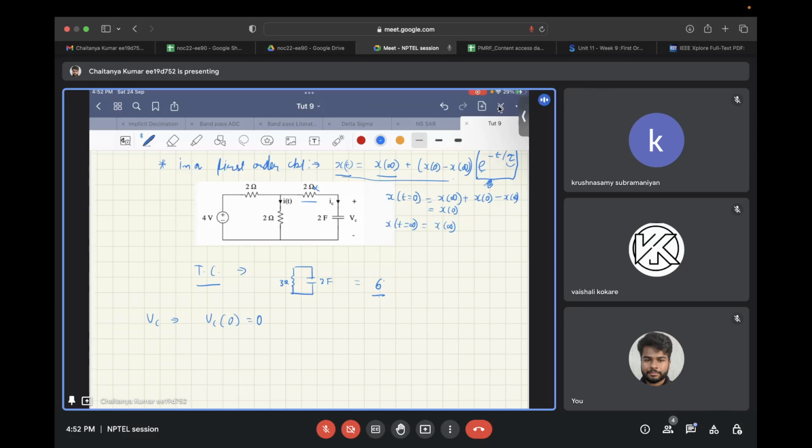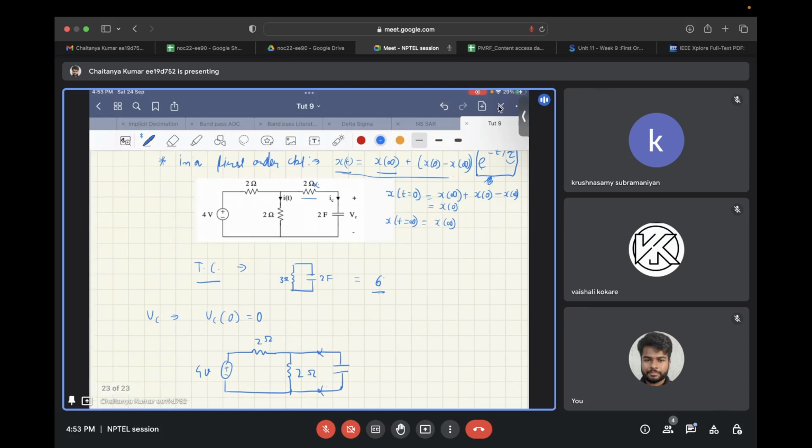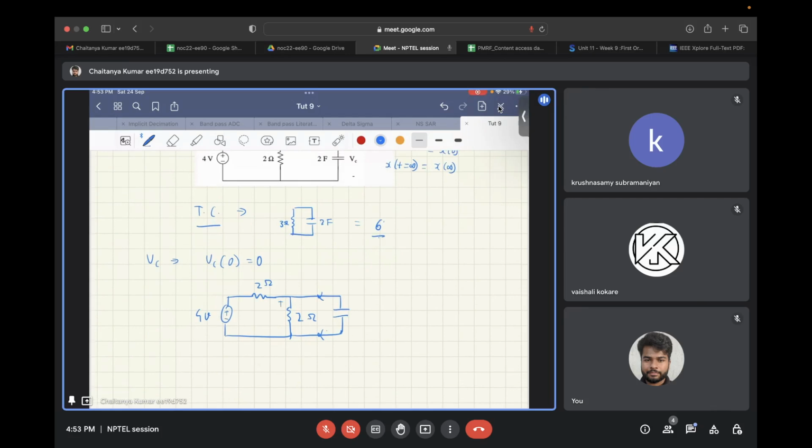So what you have is the 4 volt voltage source connected with this 2 ohm. Then again you have a 2 ohm resistor, and in parallel to this 2 ohm resistor you have a capacitor. As far as finding voltages and currents, you need not consider this capacitor, because again it has infinite impedance, so no current flows there. So the voltage developed across this 2 ohm resistor is 2 volts, and that is again the voltage developed across the capacitor. So VC(infinity) is 2 volts.